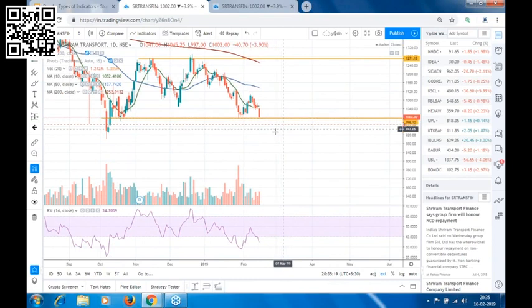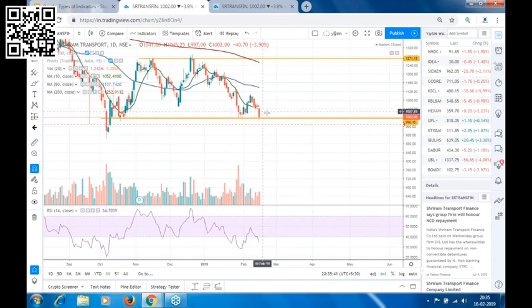Now there can be two scenarios in this case. Either it breaks this level, then our short trade will get triggered, or we can see a pullback from this level. If we see a pullback from this level, then we will not trade that pullback, because we want one bearish or one bullish candle to be formed.